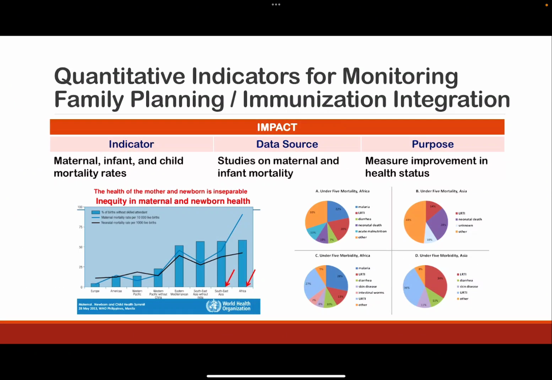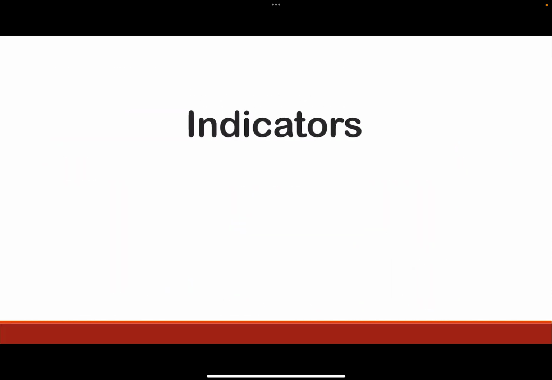And lastly, we have here the impact. So, when we say impact, this is the effect or influence. We have the indicator here, maternal, infant, and child mortality rate. Data source, the studies from maternal and infant mortality rate. And purpose, measure improvement in health status.